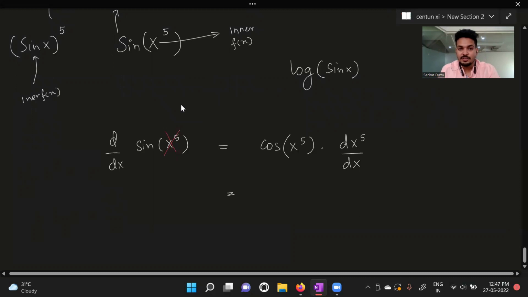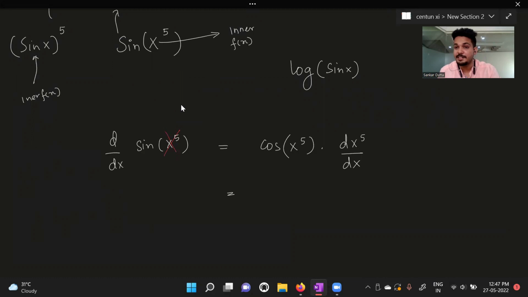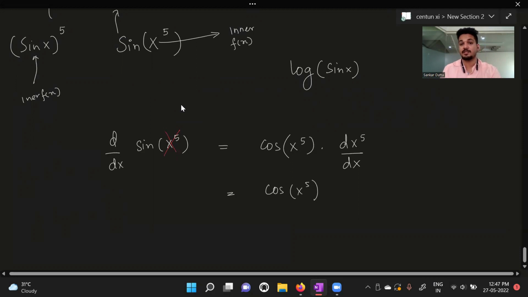Okay, so the differentiation of sine x raised to power 5 will be cos x raised to power 5 multiplied by the differentiation of x raised to power 5. So this will become cos x raised to power 5, and the differentiation of x raised to power 5 is 5 times x raised to power 4.